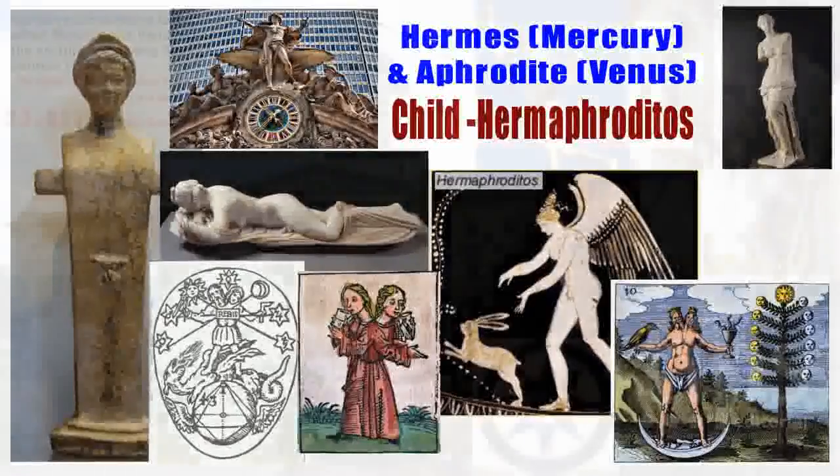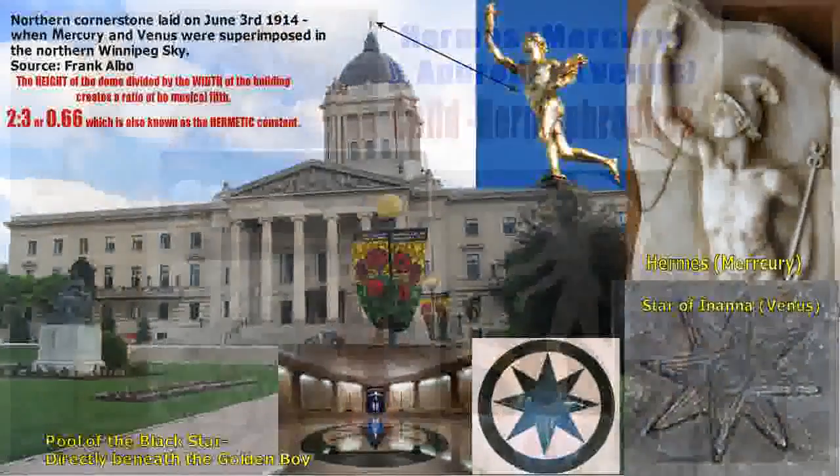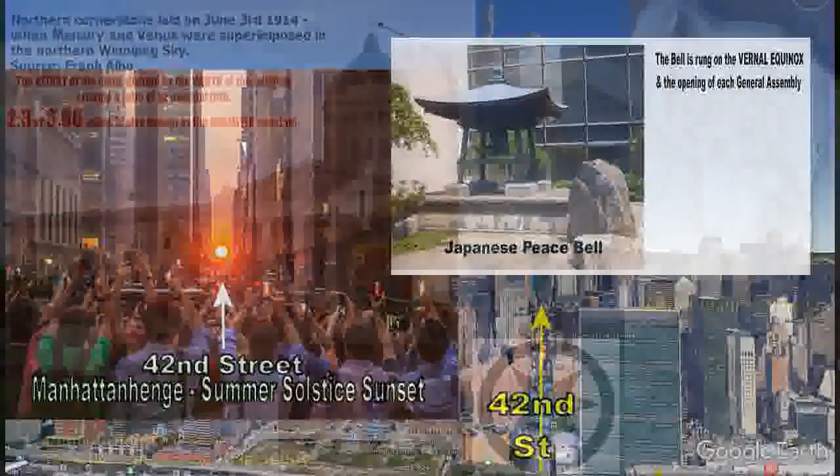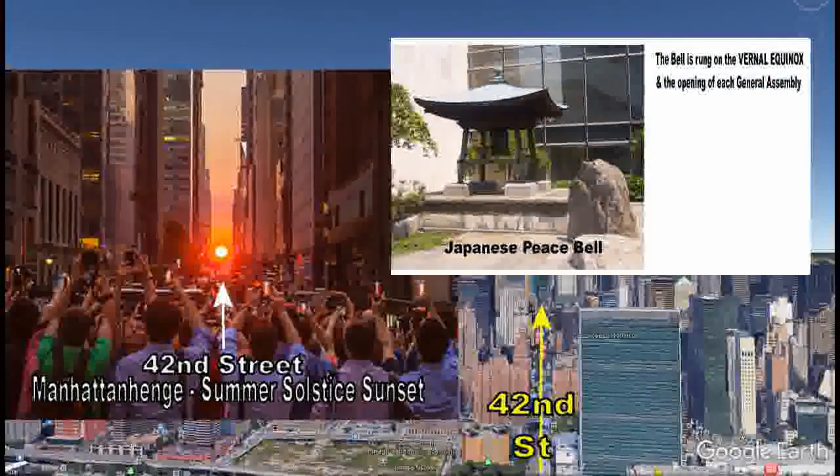Now, in another very famous building, if you look up Frank Albo, who has done some great work on the legislative building in Winnipeg. We have Hermes, or it's actually more Promethean, but it's a Hermetic symbol, and on the bottom we have the pool of a black star with the star of Inanna, a representation of Venus. The building is at the Hermetic constant of 2 to 3. But the cornerstone was laid on the very day that Mercury and Venus were visible in conjunction in the night sky. These are exactly the same concepts and principles which are embedded into the street plan of New York.